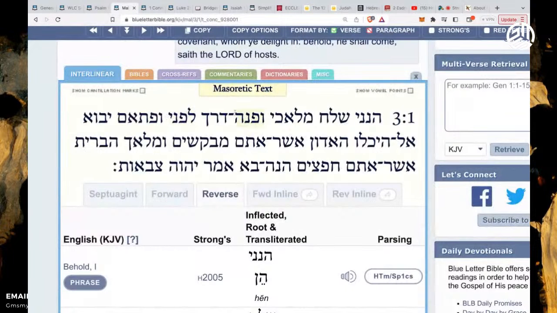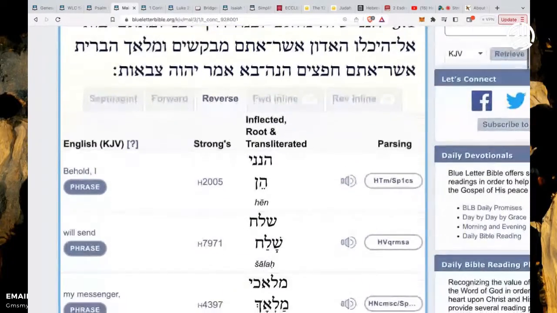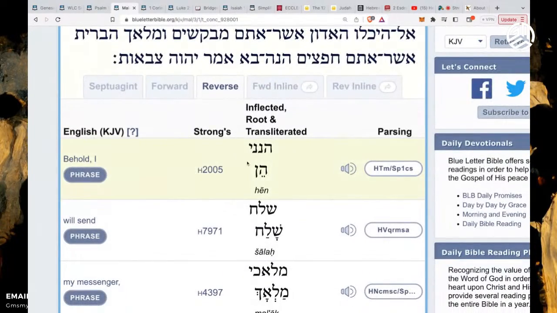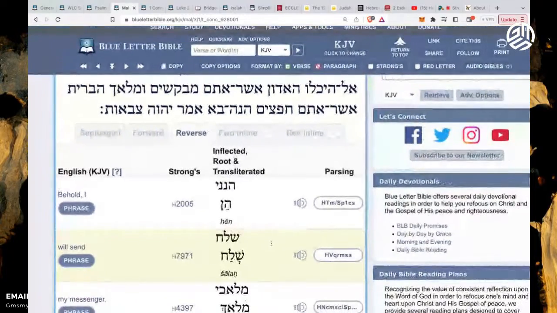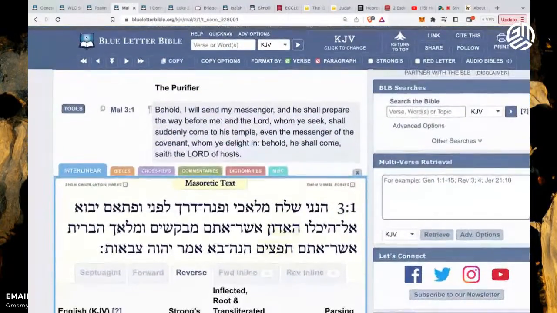I just picked a random verse here. Okay, let's go back to this here. So if you look in the text, this is Malachi 3 and 1. It says, "Behold, I will send my messenger, and he shall prepare the way before me."